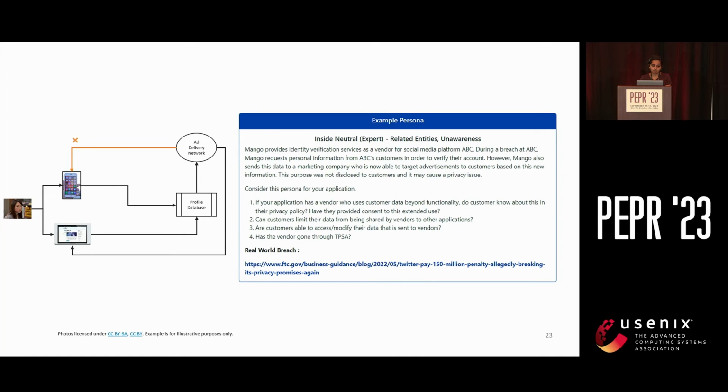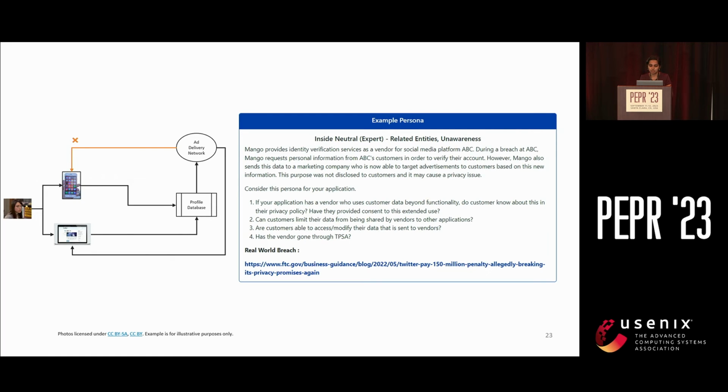Another example of a privacy threat could come from related entities. Related entities would mean vendors or other third-party stakeholders in the company, and a threat mechanism could be unawareness. So let's say that in this case, this social media application is sending ads to this ad delivery network, and they happen to be a third party, then we need to make sure that those privacy controls are in place when this information is being shared with that third party.